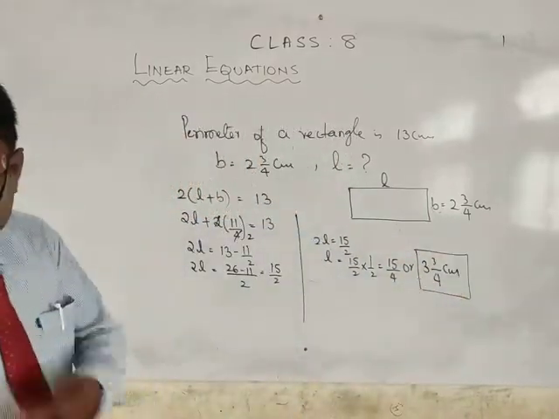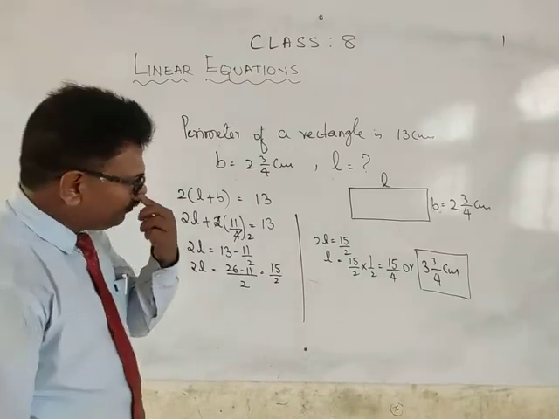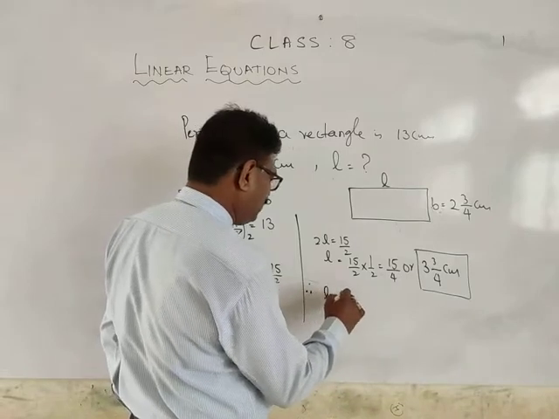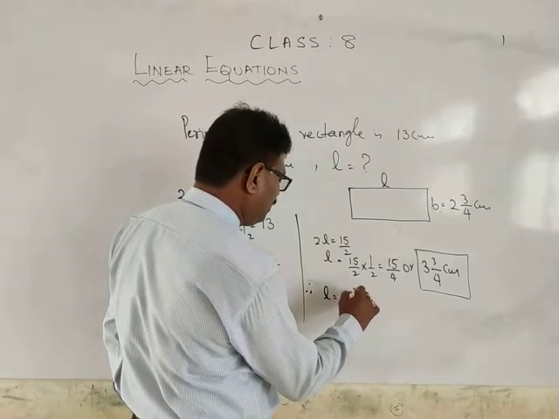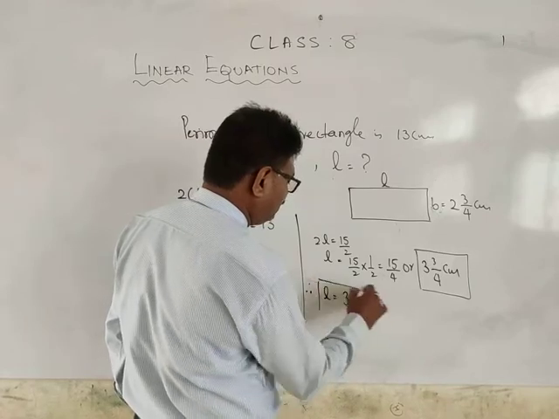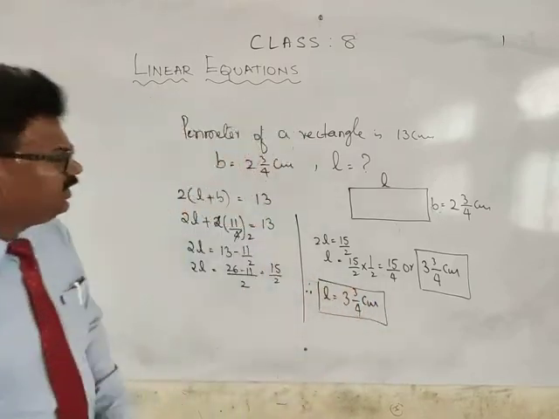Okay? 3 whole 3 by 4 centimeter. What is this? Length. Therefore, length equal to 3 whole 3 by 4 centimeters. So this is the answer. Okay? So did you understand?